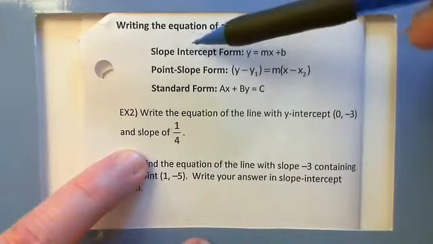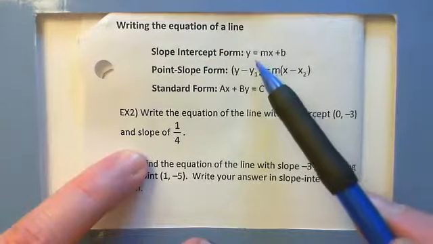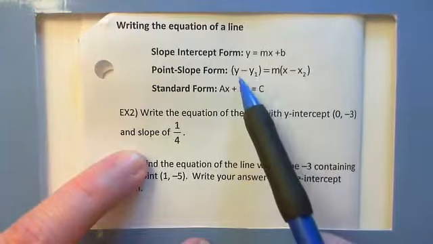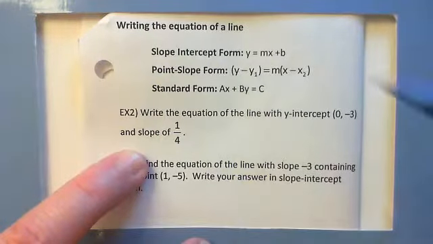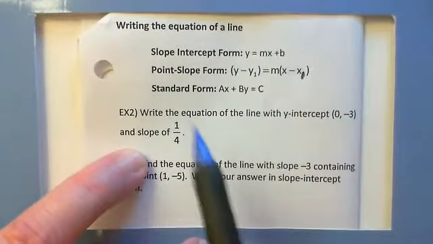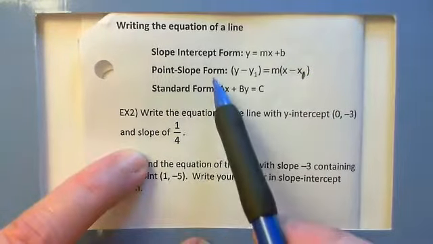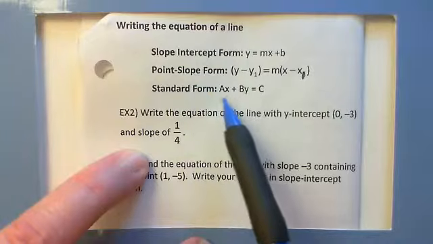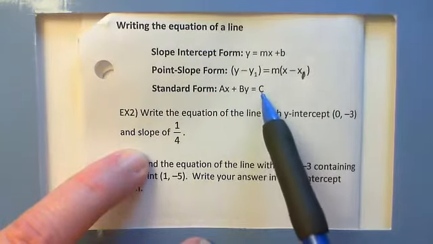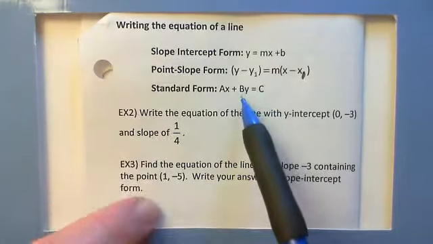Basically, we talked a lot about the slope-intercept form, which is y equals mx plus b. Now we're going to introduce two new formulas, which is y minus y1 equals m times x minus x1. Sorry for the typo here. This is called the point-slope form. And we also have the standard form, which means a number in front of the x plus a number in front of the y equals a number, and all these numbers are whole numbers.